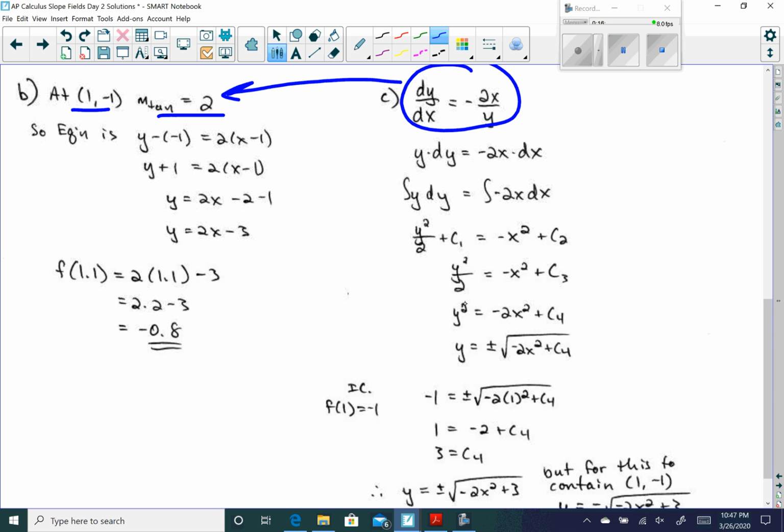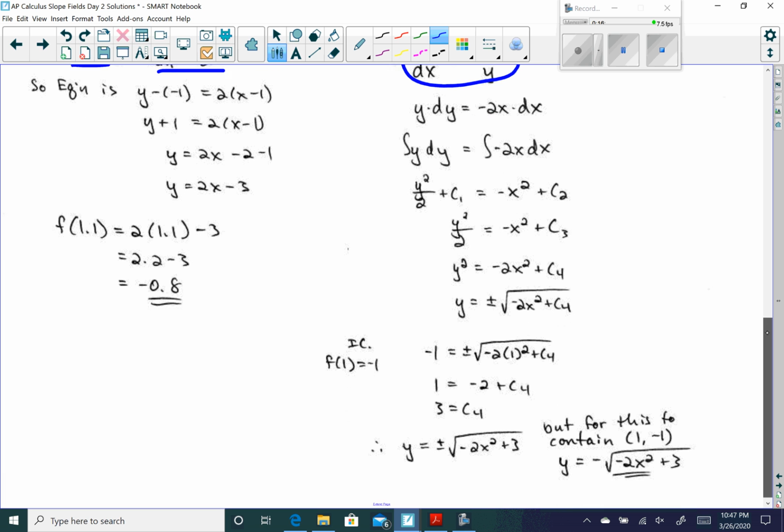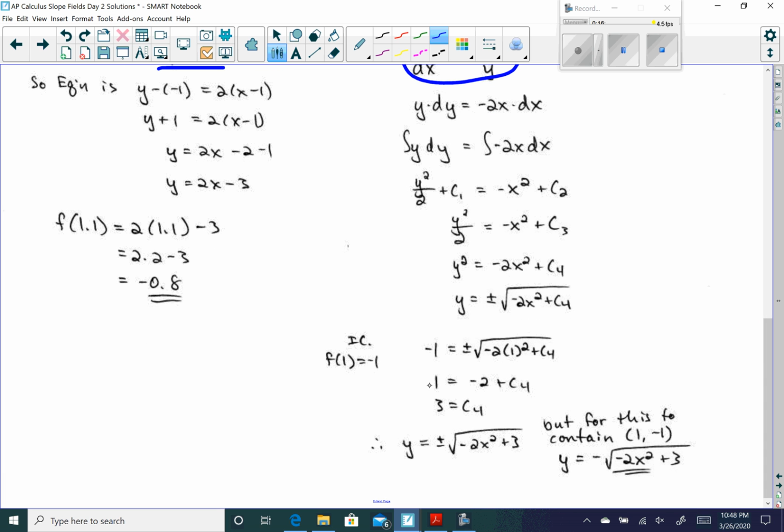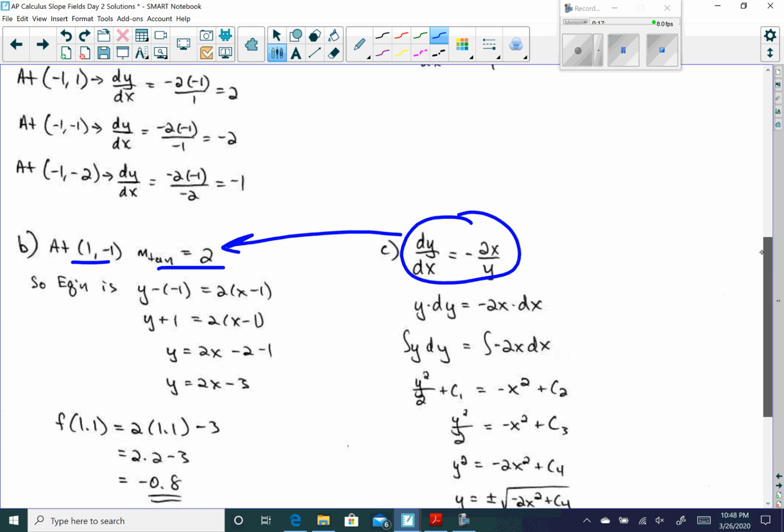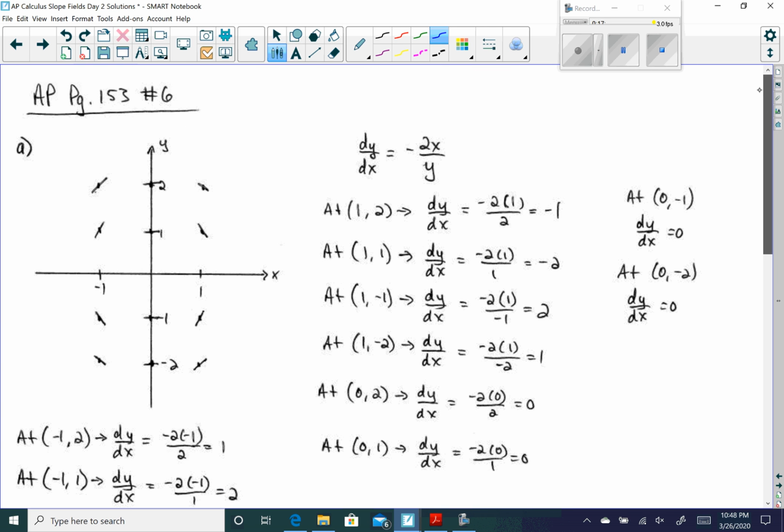Combine those constants, but here we do have a square root to take care of, but the initial condition f of 1 is equal to -1. So I'm substituting in a +1 here equal to a -1, taking or squaring both sides here. So I do get a -2 plus our constant, and then we get a constant that's equal to 3. Now, if y is equal to plus or minus, that could be the case, but here to contain the point 1, -1, we would need it to be the opposite. So we're looking at the opposite of the square root of -2x squared plus 3. So again, take your time if you weren't sure how to go through those steps, work them out again, rewatch the video to help you out.